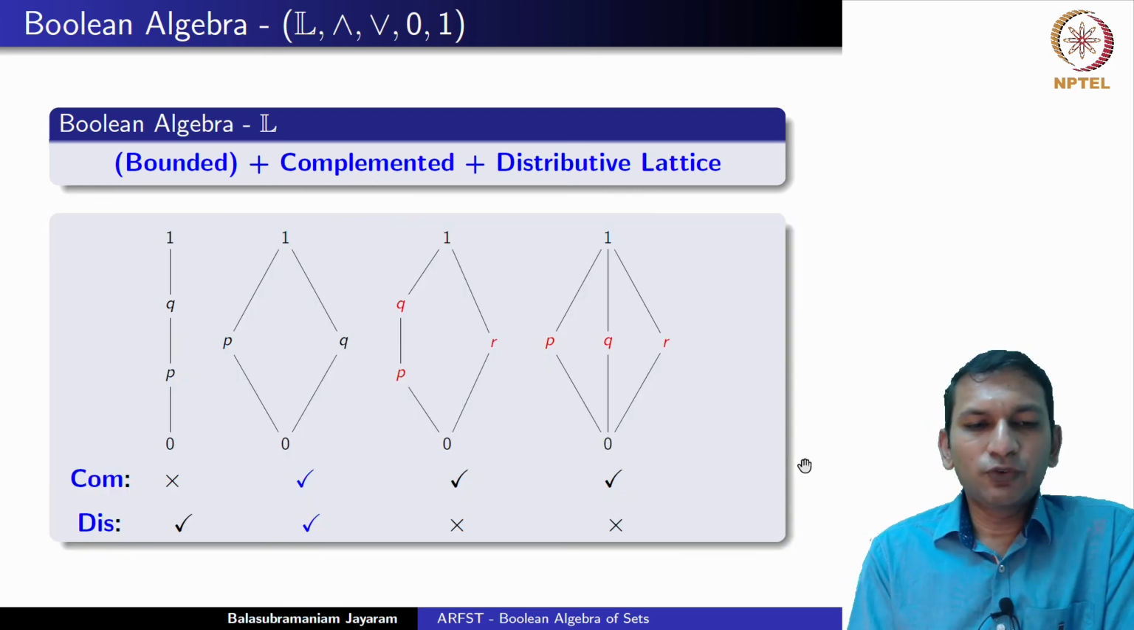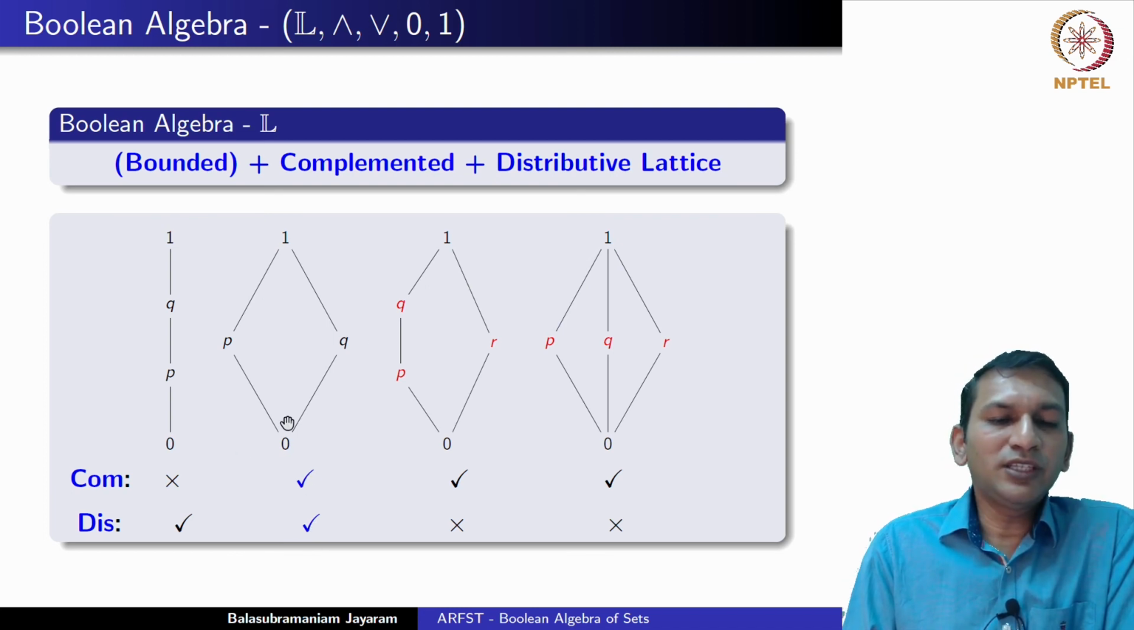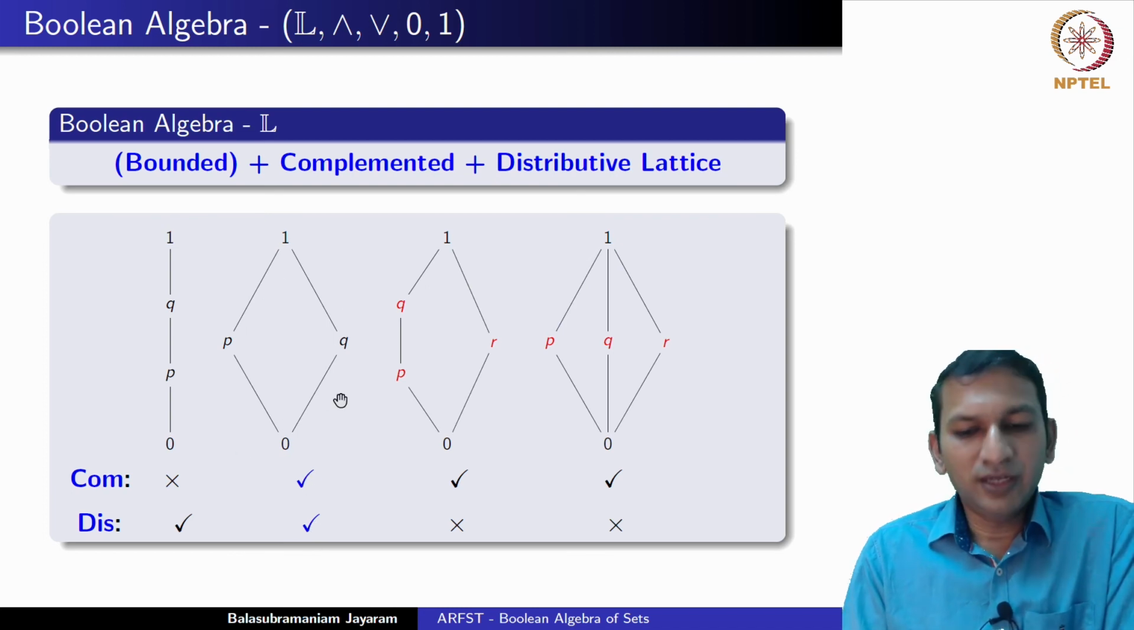Now, if you look at these four lattices that we have considered, you see that all of them are bounded, but however, only this lattice is both complemented and distributive. Hence, among these four, only this becomes a Boolean algebra.